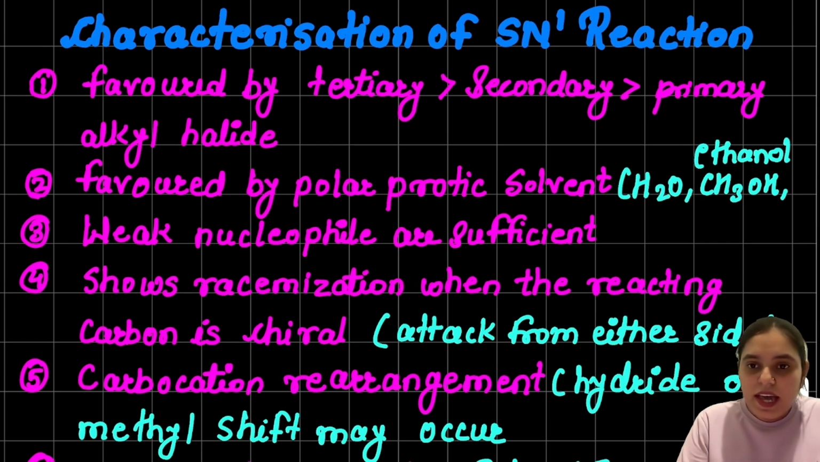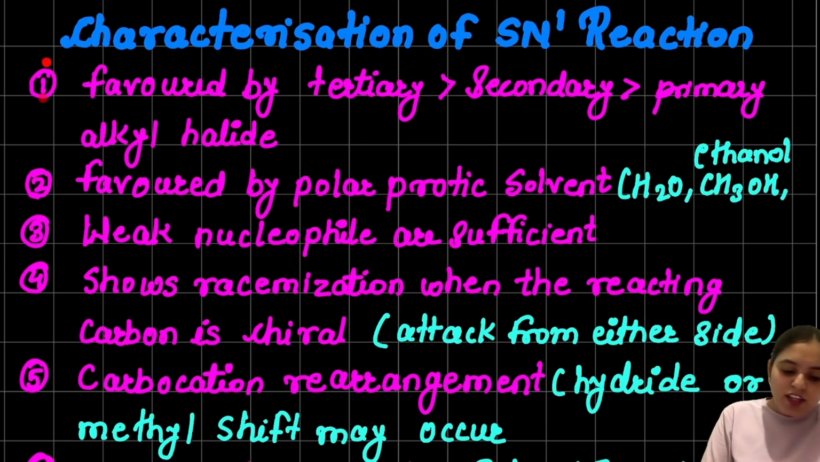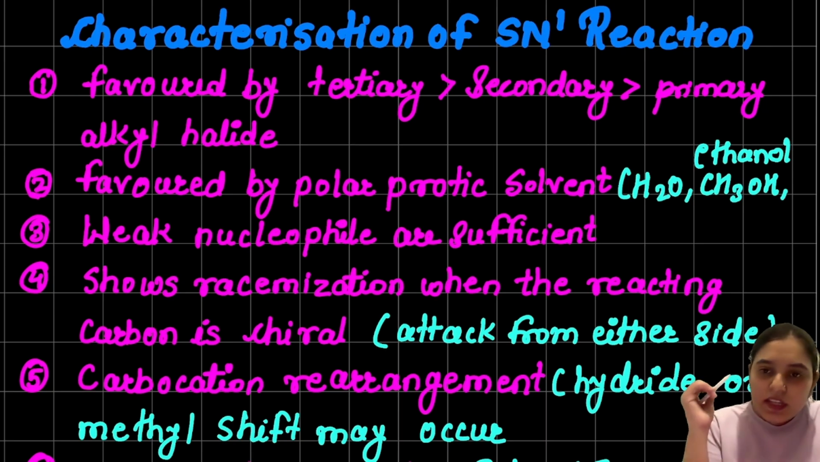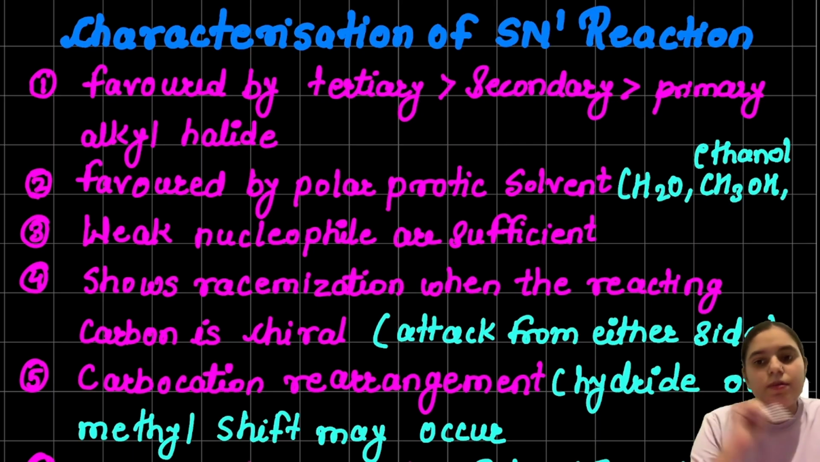Now let's discuss the characteristics of the SN1 reaction. First point: the SN1 reaction is favored by tertiary alkyl halides. The SN1 reaction occurs most readily with tertiary alkyl halides, followed by secondary alkyl halides, while primary alkyl halides rarely undergo the SN1 reaction, because the tertiary carbocation is the most stable carbocation. That's why tertiary alkyl halides are favored in the SN1 reaction.